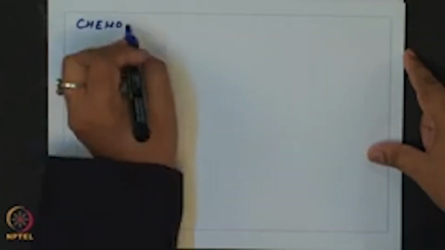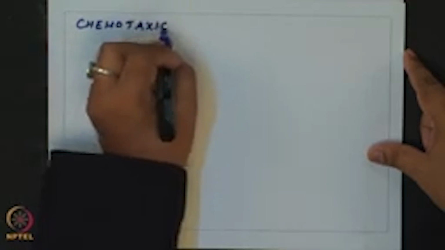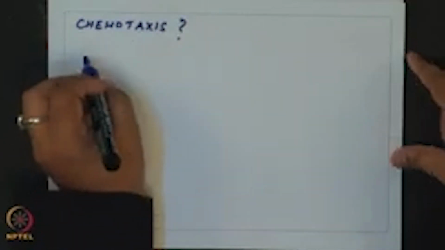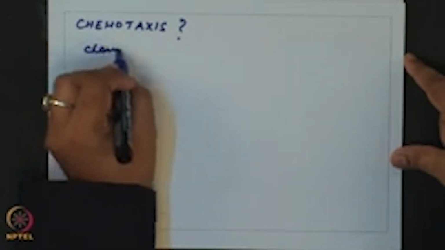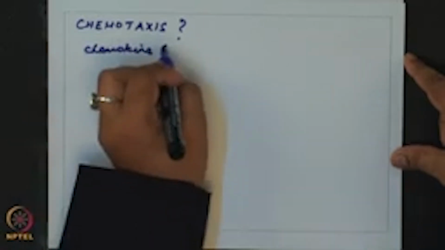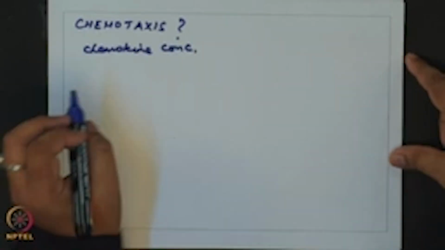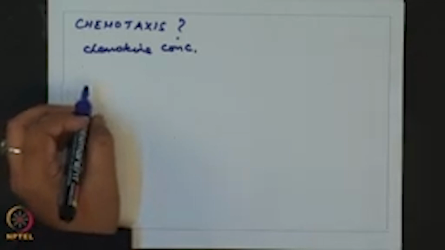One might also be interested in asking how this chemotaxis is unfolding. How does the chemokine concentration matter in terms of how fast the process completes?